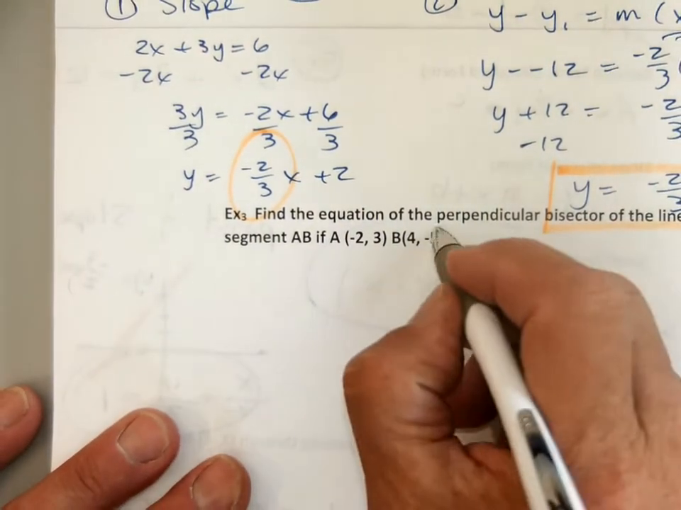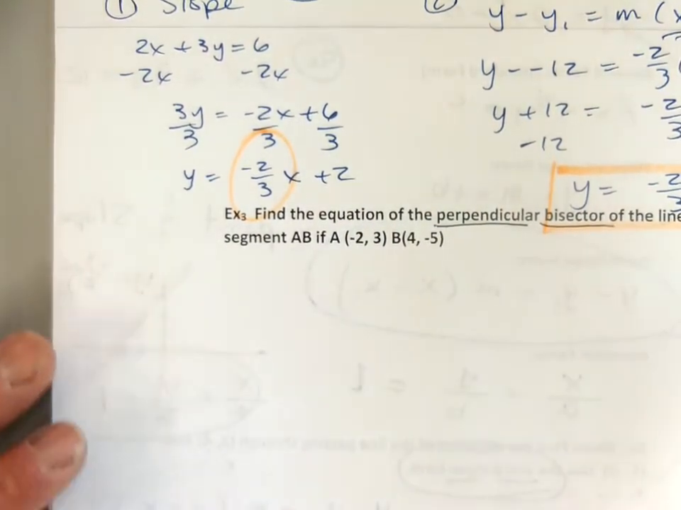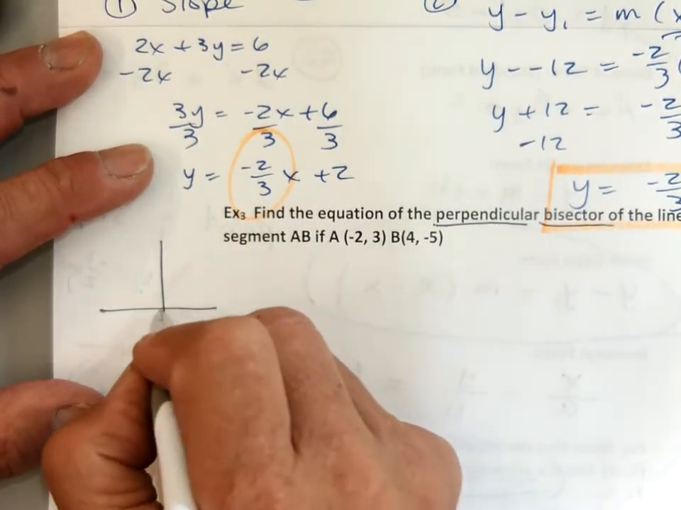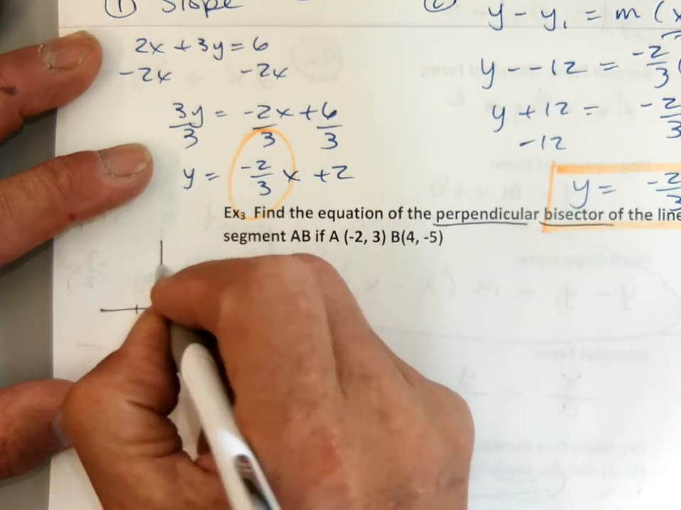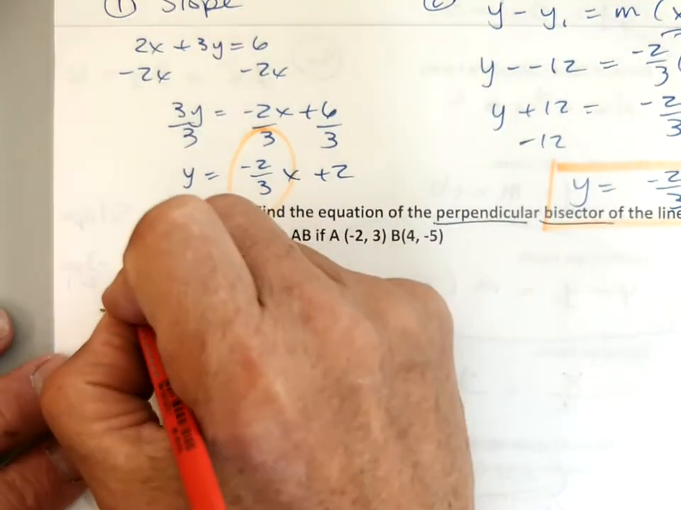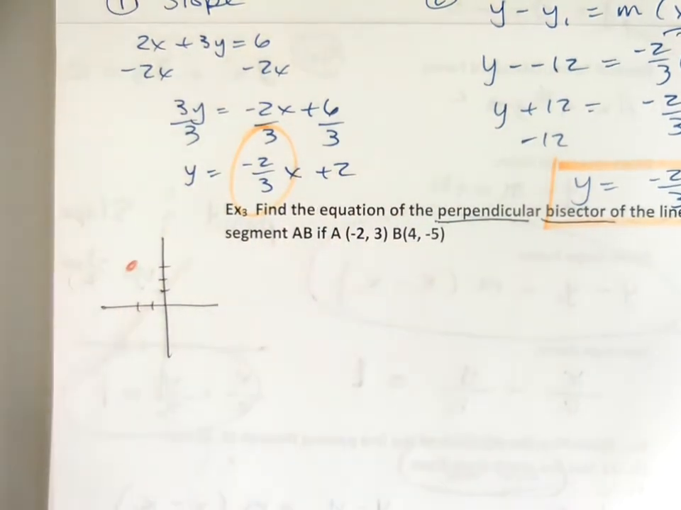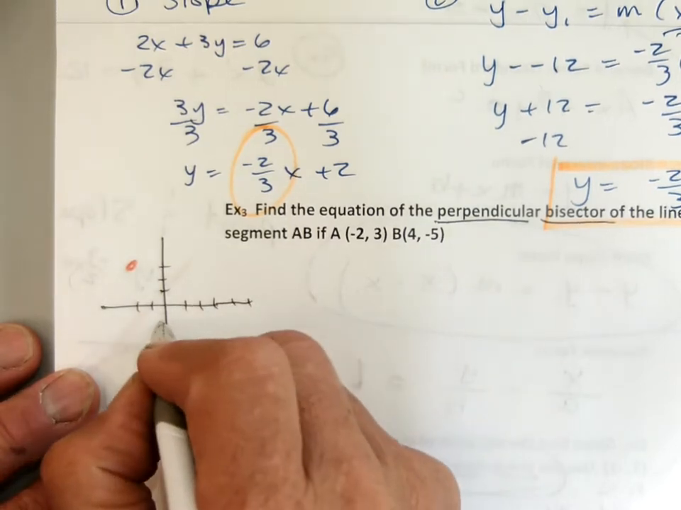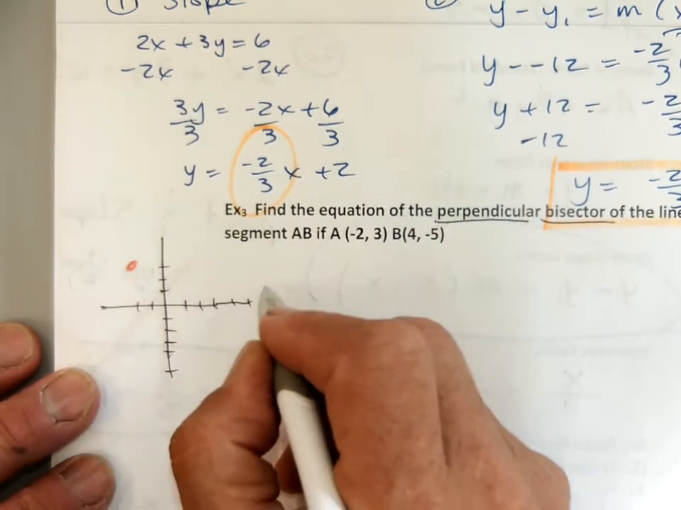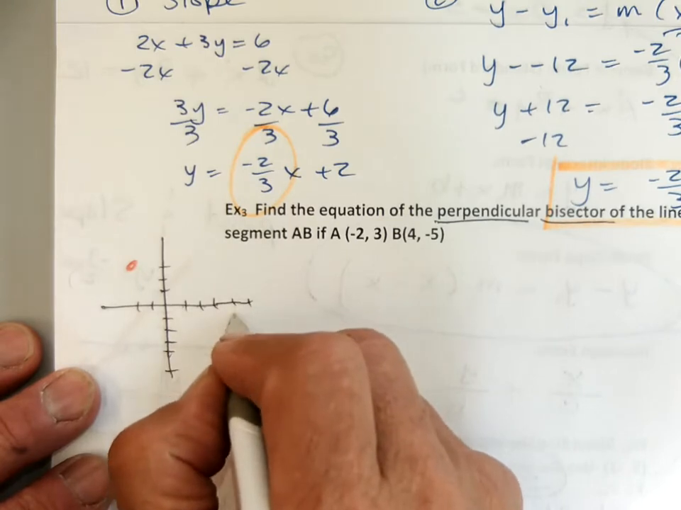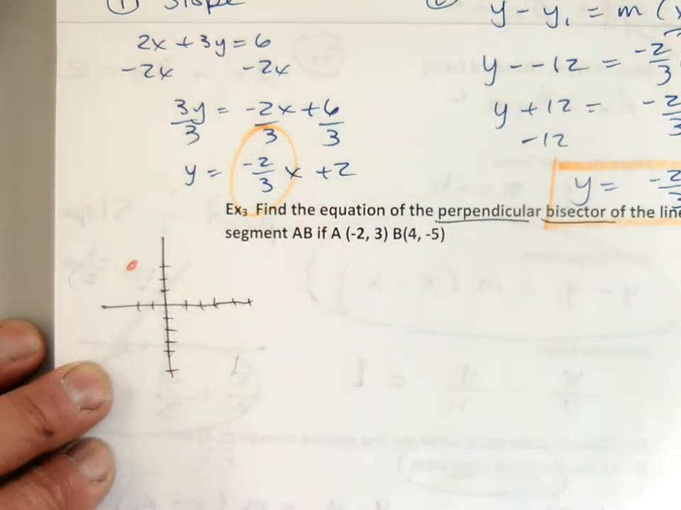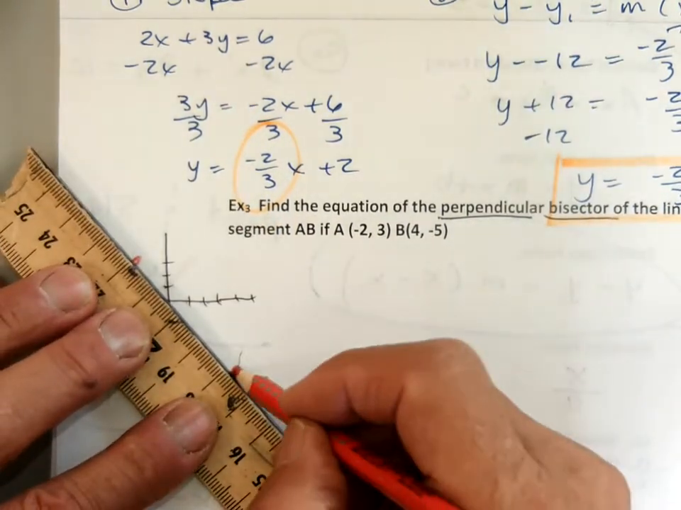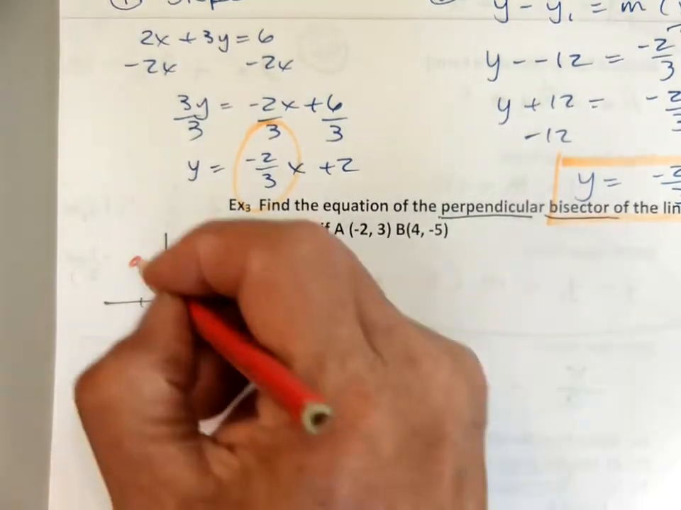Find the equation of the perpendicular bisector of line segment. So I'm just going to draw a picture, okay, so you get the idea. Negative 2, 3. Okay. And 4, negative 5. Okay. There's A and B.